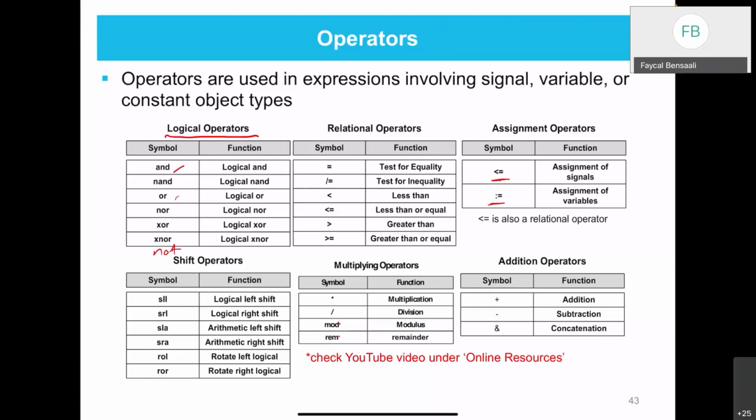We have the relational operators. And usually we use those in if statements to compare. So if I want to compare whether it's equal, this is what I use, for example, if A equals B. And then we have not equal, less than or equal, greater than, and greater than or equal. I think you know this.